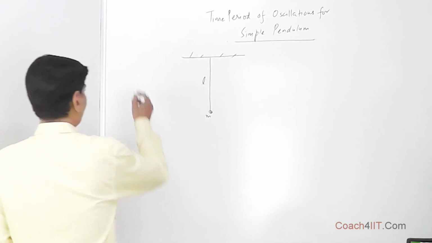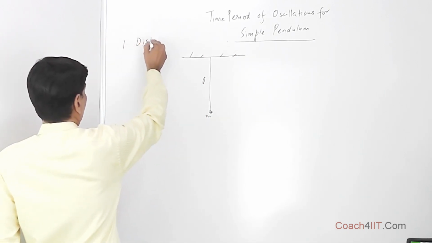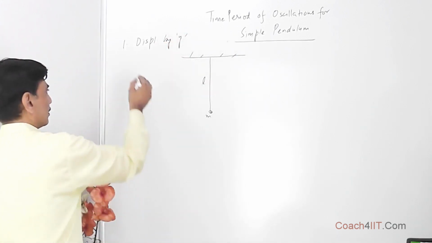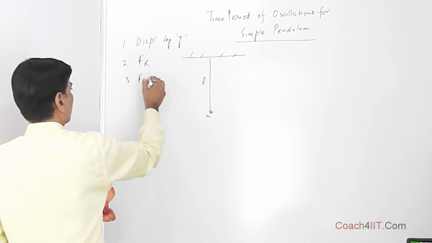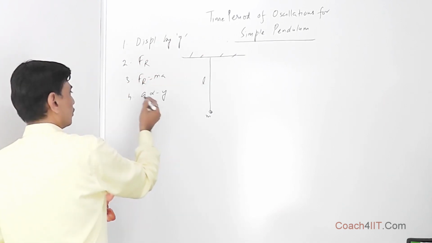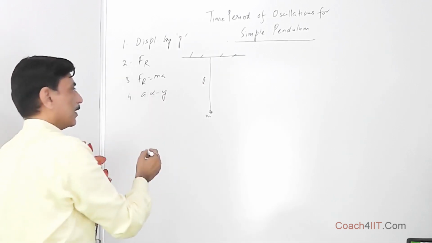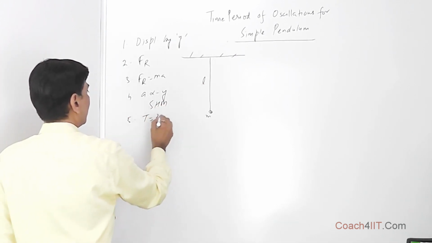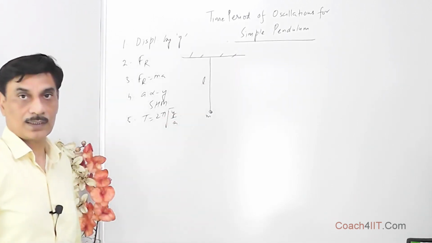So we know that is our first step. If we stick to the steps, step number 1 is displace the body by a small distance, x or y. Second is find the restoring force. Third is put the restoring force equal to mass into acceleration. Fourth is if acceleration comes out proportional to minus of displacement, this means SHM. And then we say T is equal to 2π y by a, that is the time period for the SHM.